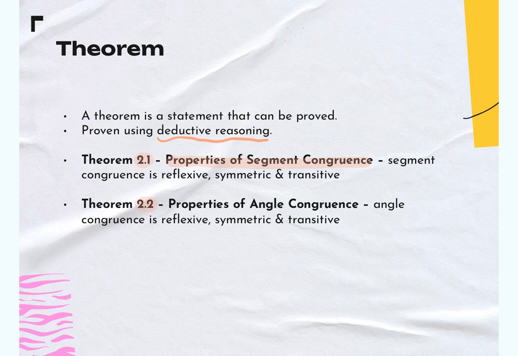Then theorem 2.2 is the properties of angle congruence, which says angle congruence is reflexive, symmetric, and transitive. So I can say angle A is congruent to angle A, and that would be reflexive. I can say if segment AB is congruent to segment BC, then segment BC is congruent to segment AB, and that would be the symmetric property of congruence.